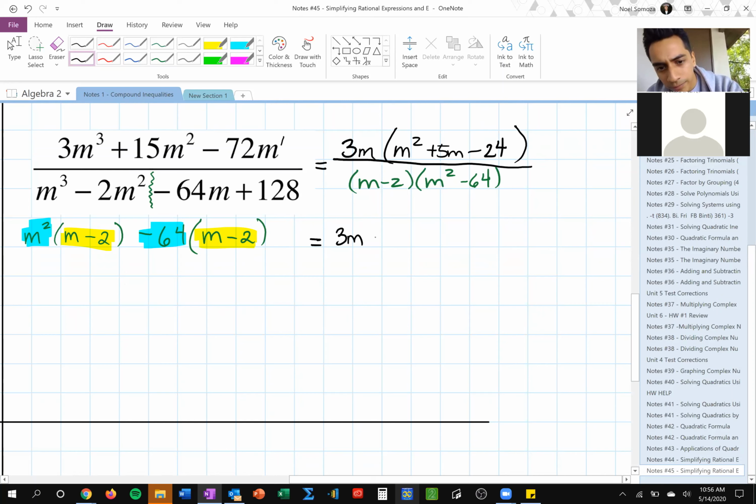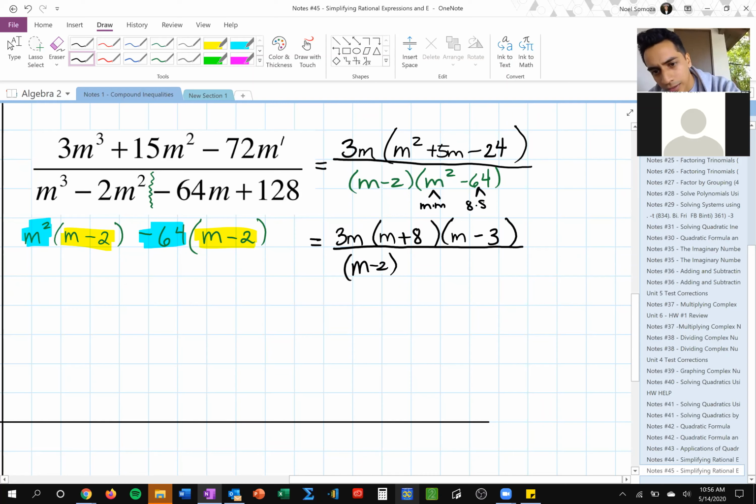So we have 3m. I know that trinomial, because it's m squared, then that factors into m times m. And numbers that would multiply to be negative 24 but add up to be positive 5, I believe there that the combination would be positive 8 and negative 3. Okay, so 8 times 3 is 24, and 8 minus 3 is 5. Okay, in the denominator now, we still have m minus 2. Okay, but this m squared, that multiplies to be m times m, and 64 is 8 times 8, right? So we get m plus 8 and m minus 8.